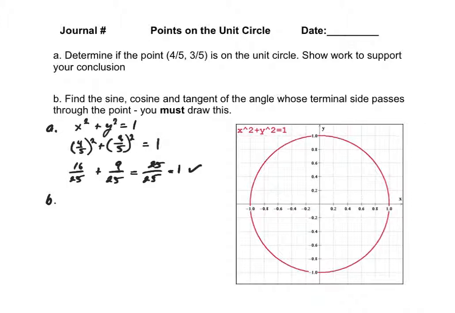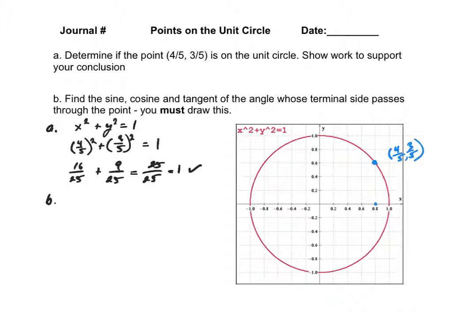So what we're going to do is figure out how to find the sine, cosine, and tangent of that point, okay? So that point, let's go ahead and sketch it. It's 4/5, which is 8/10. So that's going to be the x-coordinate there, and then the y-coordinate is going to be 6/10. So there's my point right there. Okay? So it wants me to find the sine, cosine, and tangent of the angle whose terminal side passes through the point. You must draw it.